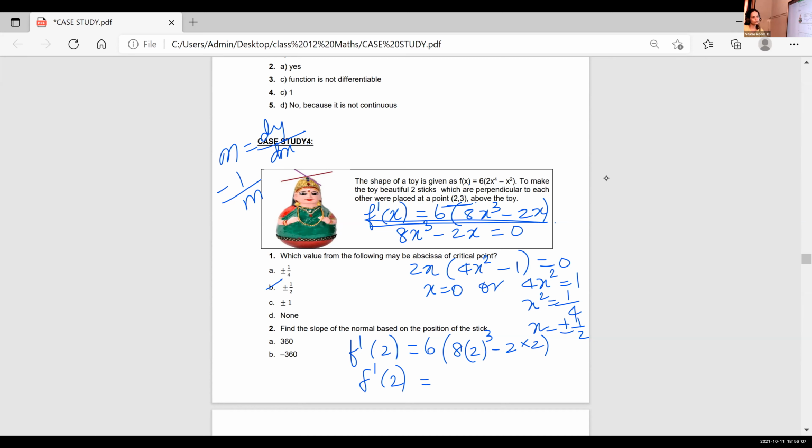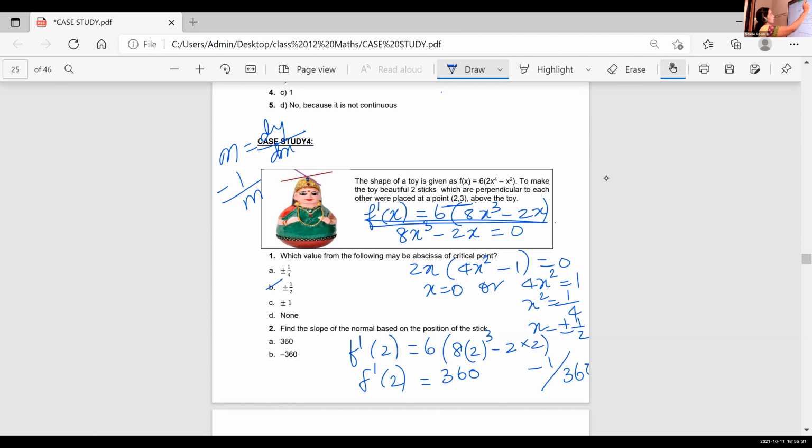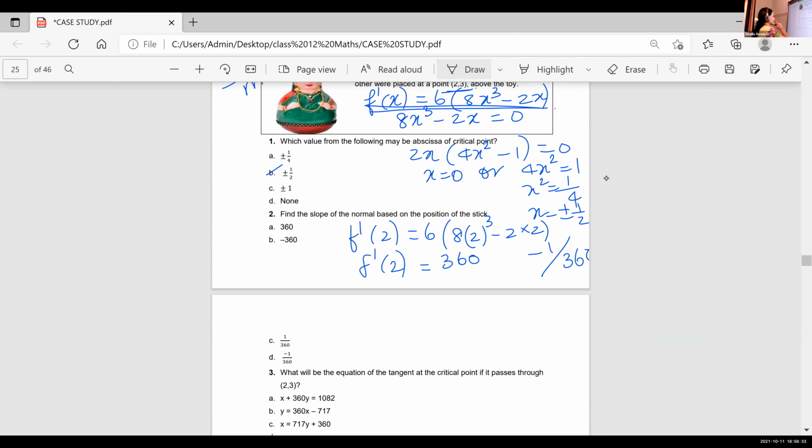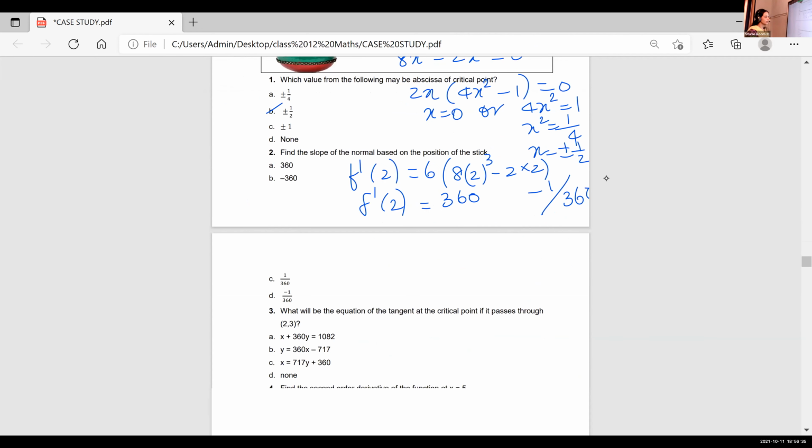What is f dash of 2? Aishwarya, what is f dash of 2? 360. So this is the slope of the tangent. So the slope of the normal will be minus 1 by 360, minus 1 by m. It is the slope of the normal. Okay. Now look at the next one.